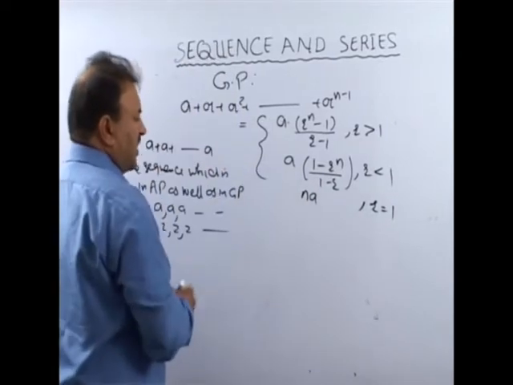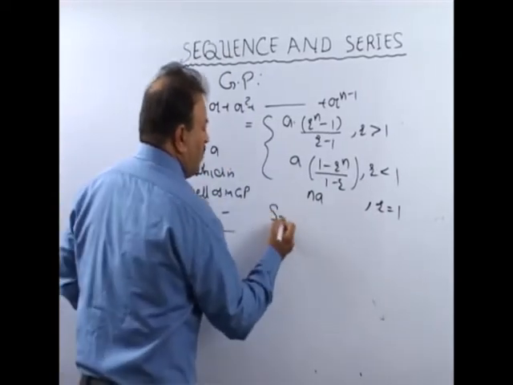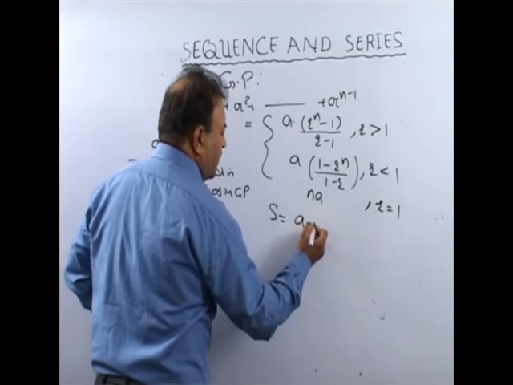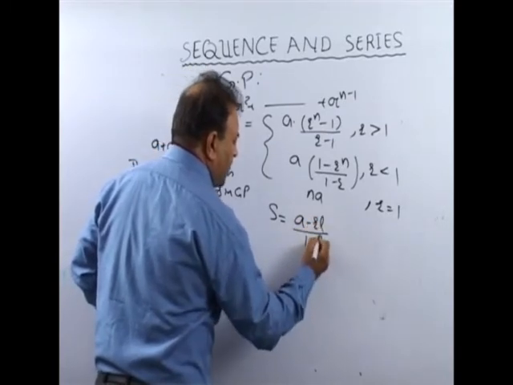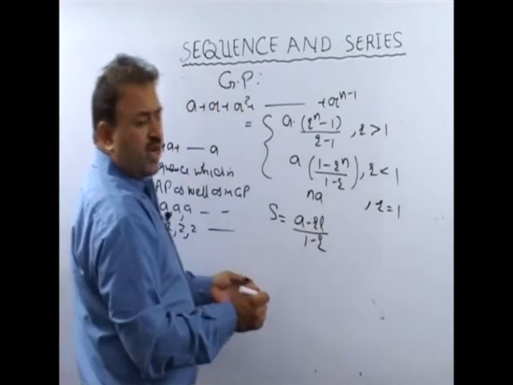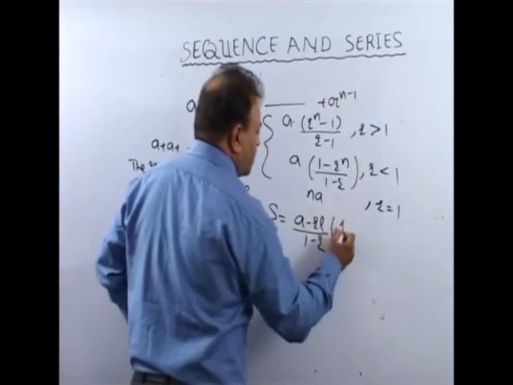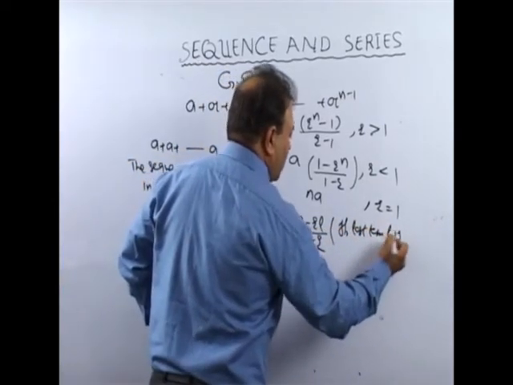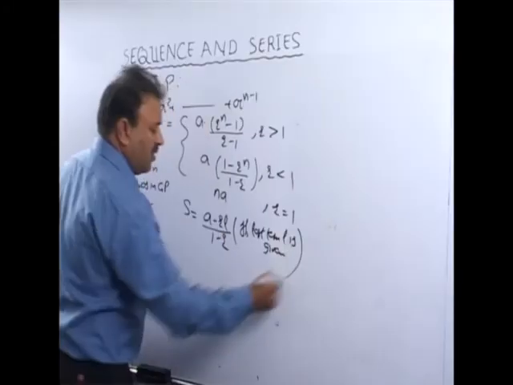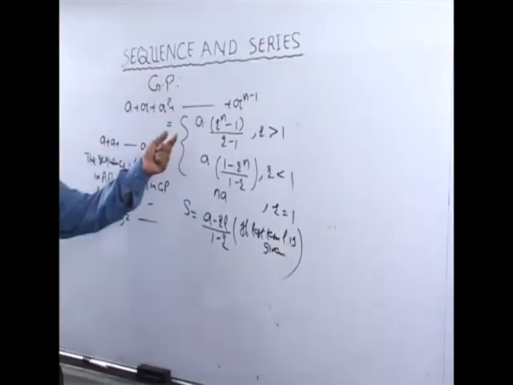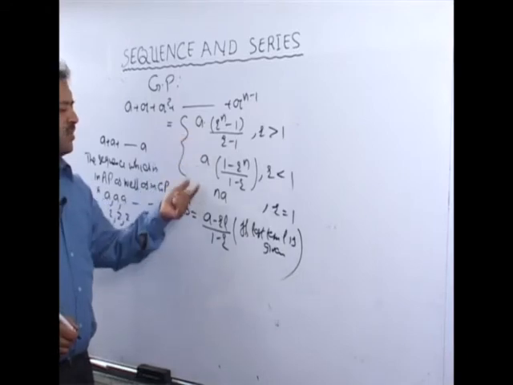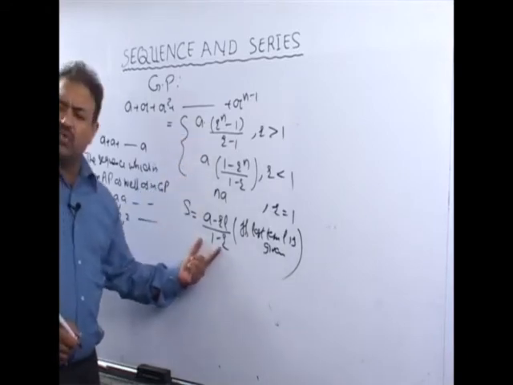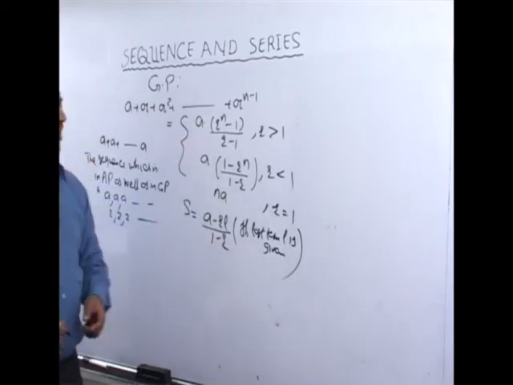Now the next thing: there is one more formula for the sum, S is equal to A minus RL upon 1 minus R. We use this formula when the last term L is given. This is the sum of GP up to n terms. This is used when the last term is given.